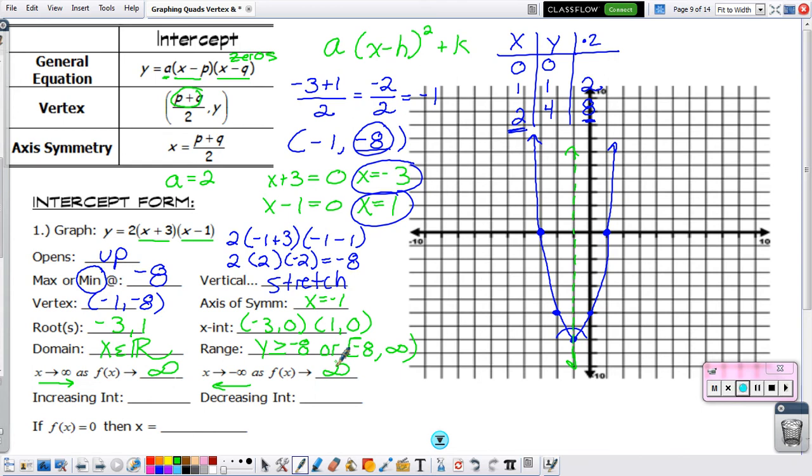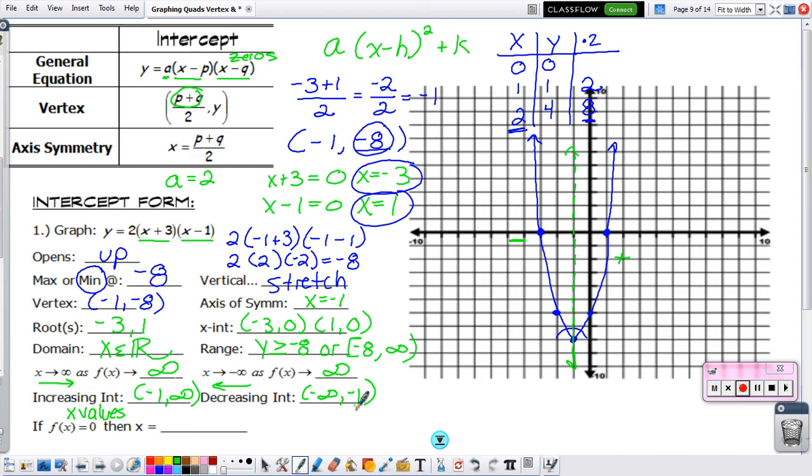Increasing and decreasing, once again, we are talking about x values. So for increasing, as x is getting bigger, our y values are getting bigger. And for what x values is that happening? That would be negative 1 to infinity. Decreasing would be when our x values are getting bigger, our y values are getting smaller. And that would be negative infinity to negative 1.